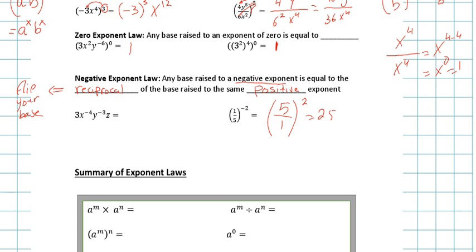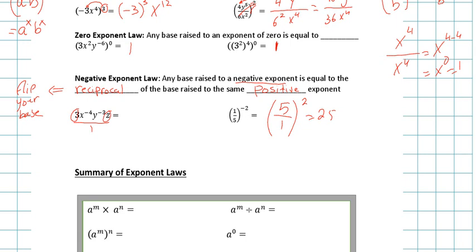Now, how about the first one? 3x to the power of negative 4, y to the power of negative 3, z. Yes, and then everything is over 1. Over 1, yes. But is this the power of a negative exponent? So do I need to flip these? No. Because we don't have the exponent.